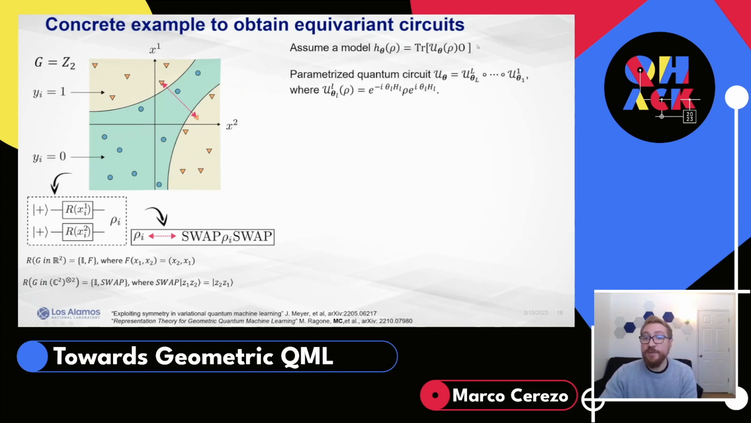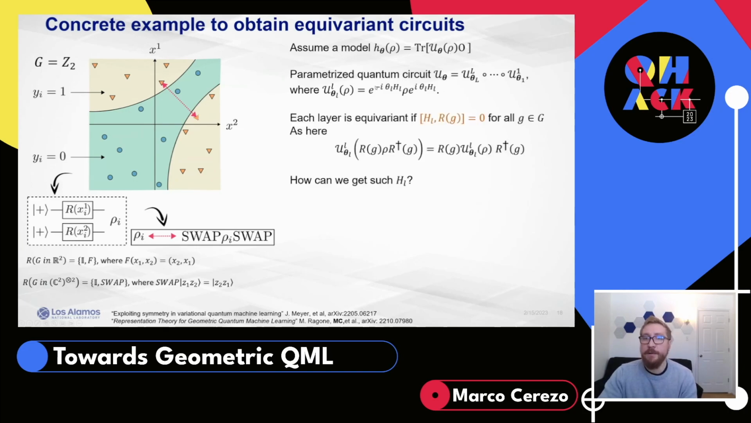So we assume a model where I'm going to send this data through a parameterized quantum circuit. How do I go about finding equivariant layers? Well, the claim is that if the generator of each layer is in itself in the commutant, then your layer is going to commute. You can prove this. The proof is also in this paper by Johannes. So now we've translated from finding unitaries to finding generators of the unitaries that belong to the commutant.